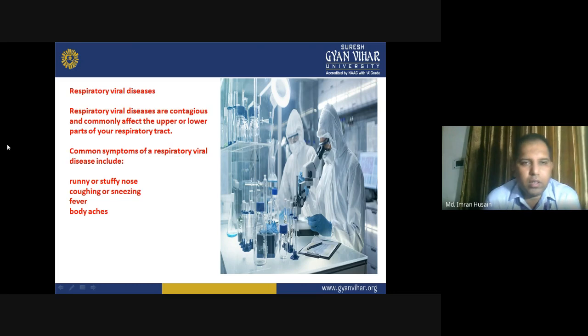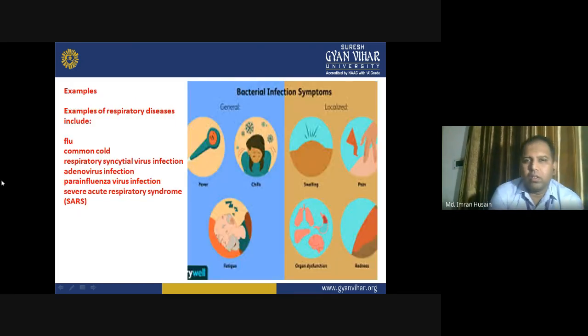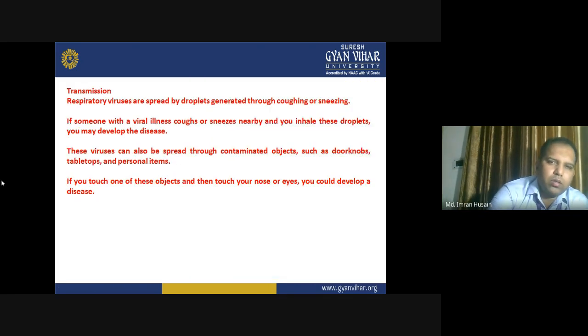So if we observe respiratory viral diseases, they are contagious and commonly affect the upper and lower parts of the respiratory tract or respiratory system. Common symptoms include runny or stuffy nose, coughing, sneezing, fever, and body aches. Here you can see examples of respiratory disease like flu, common cold, respiratory viral infection, adenovirus infection, and all other types of SARS. Fatigue is there, localized swelling, pain, chills, and fever are there. These symptoms are very common in people.